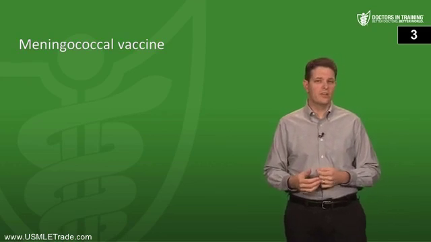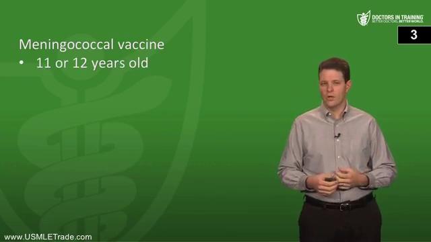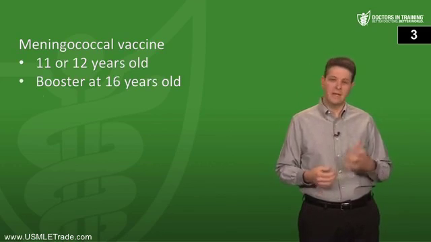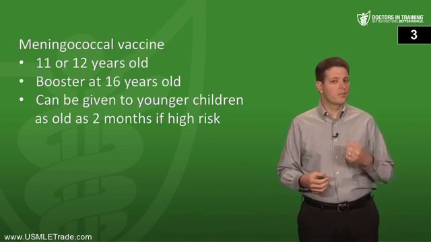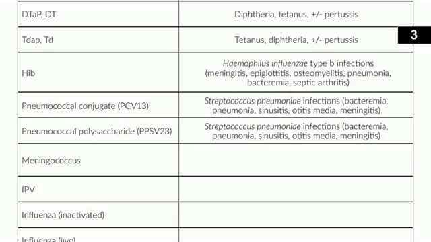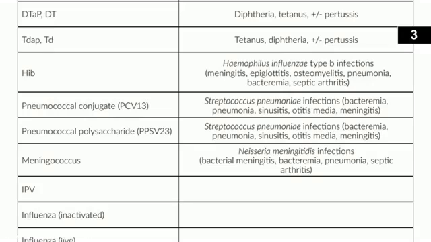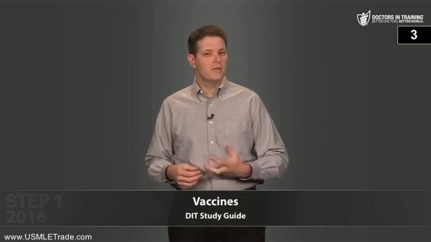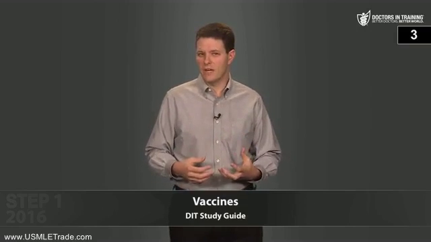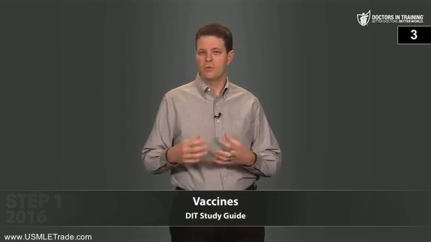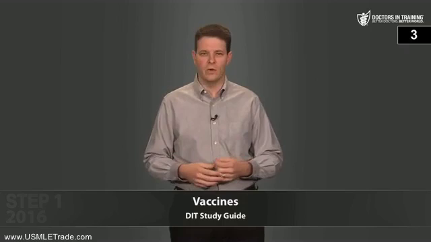The meningococcal vaccine is usually given to adolescents, 11 or 12 years old, with another booster at 16. But it can be given to younger kids as young as 2 months if certain risk factors are present. The meningococcal vaccine prevents Neisseria meningitidis infection, including meningococcal meningitis, pneumonia, and septic arthritis. Next is the inactivated poliovirus vaccine, or IPV, which is given to infants to prevent polio. Now, the polio vaccine used to be a live attenuated or weakened virus vaccine that was administered orally. And that can rarely cause actual polio, so that's been replaced by the inactivated polio vaccine here in the U.S.